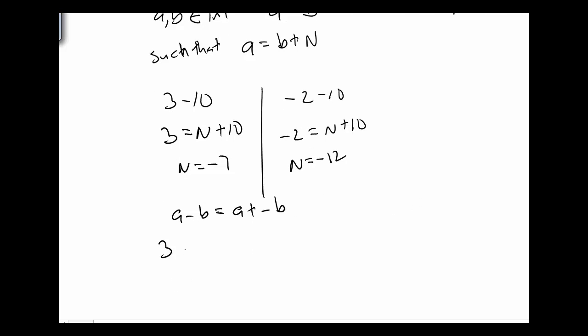So going back to our two examples, 3 minus 10 would translate to 3 plus a negative 10, in which case we can hopefully generate the negative 7. And negative 2 minus 10 would become negative 2 plus a negative 10, and then we can hopefully see concretely that becomes a negative 12.